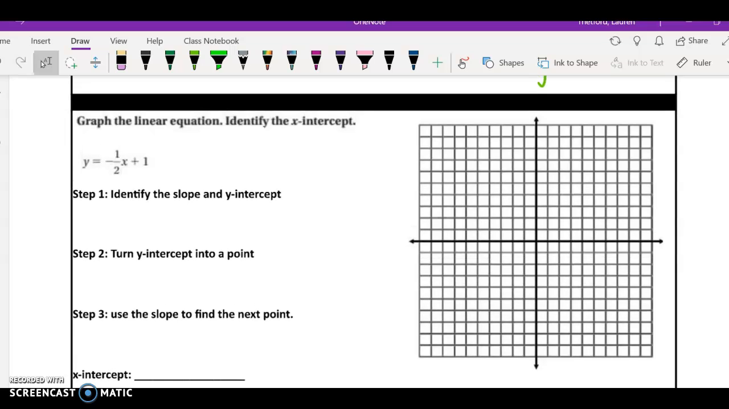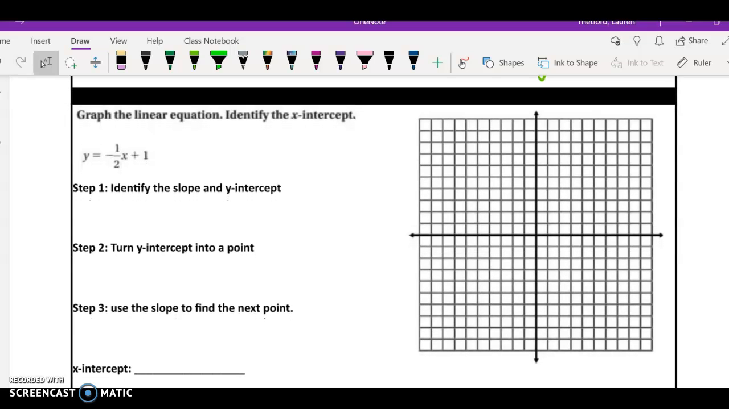And I want you to do this one on your own, and then you'll check your answer with mine.